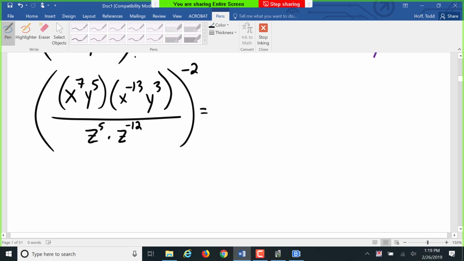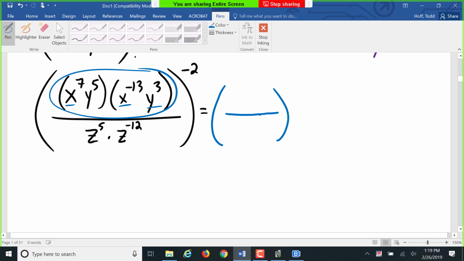So this one here is a little bit more complex. On top, now we see those parentheses up there. Is there anything we can do inside either set of parentheses there? No. So we're going to combine x to the 7th, y to the 5th, times x to the negative 13th, y to the 3rd. That's going to give us what? X to the negative 6, y to the 8th. Very good. We're adding powers. 7 plus negative 13 is negative 6. 5 plus 3 is 8.